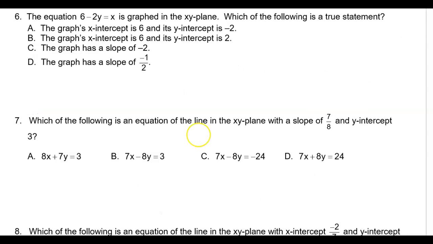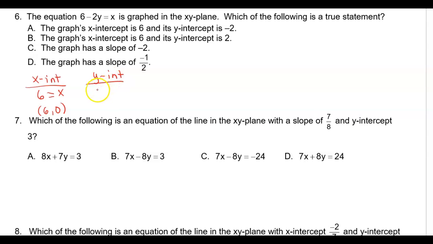Number 6. The equation 6 minus 2y equals x is graphed in the xy plane. Which of the following is a true statement? The first two have to do with the X-intercept and the Y-intercept. We can find those rather quickly. When we want the X-intercept, we let y equal 0. So in that equation, 6 minus 2y equals x, if we let y equal 0, then negative 2y will go to 0, and we'll be left with 6 equals x. So the X-intercept is 6, 0.